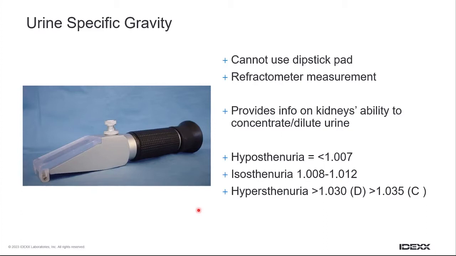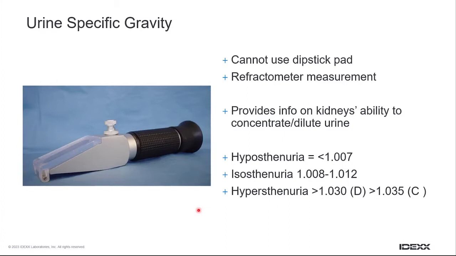there are three categories of urine-specific gravity: hyposthenuria, which is when the urine-specific gravity is less than 1.007, so very dilute. We've got isosthenuria, which is effectively the same concentration as that of plasma, so the kidneys are neither diluting nor concentrating the urine, so that's between 1.008 to 1.012. And then we have hypersthenuria, which is very concentrated urine. In dogs, we consider that to be greater than 1.030, and in cats a bit higher, 1.035. So there's a zone between isosthenuria and hypersthenuria, which the interpretation of that is going to depend on other factors.